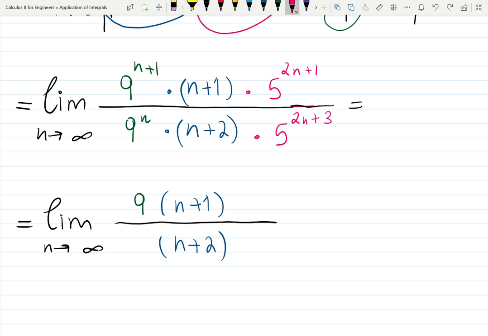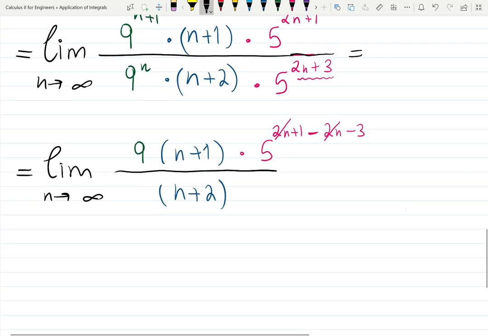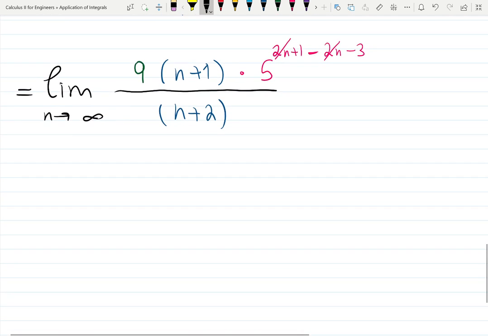5 will be simplified. Let's do that carefully. Same rule. 5, it will be 5 raised to 2n plus 1 minus 2n and minus 3. Does that make sense? Because I take and subtract whatever exponent is at the denominator over here. That's 2n minus 2n, that's 0, and 1 minus 3 is negative 2, so actually this 5 will be in the denominator. But since n cancelled out, it will not anymore make any difference for the limit.